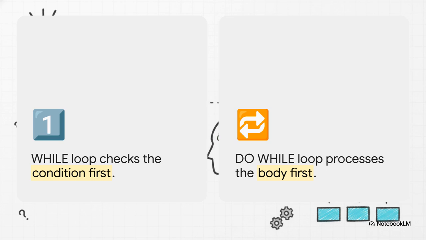Okay, I want to pause right here for a major wait, what moment, because this is a classic exam trap regarding repetition structures. Look really closely at the difference between a while loop and a do while loop. A standard while loop checks the condition first, meaning if the condition is immediately false, the loop might literally never run. But a do-while loop processes the body of the loop first before checking the condition at the end. That means a do-while loop is mathematically guaranteed to run at least one time no matter what. Do not forget that distinction.